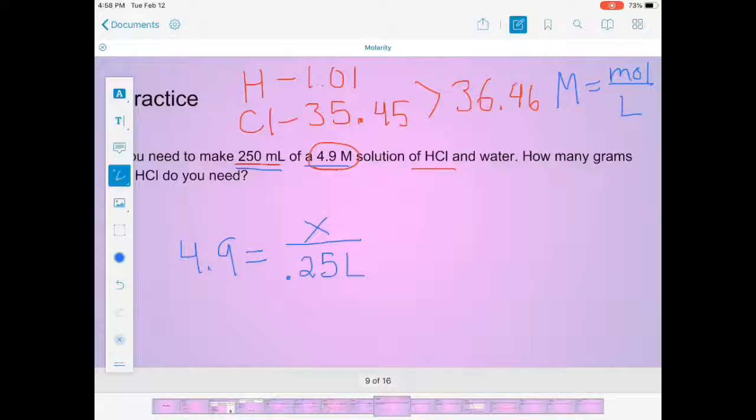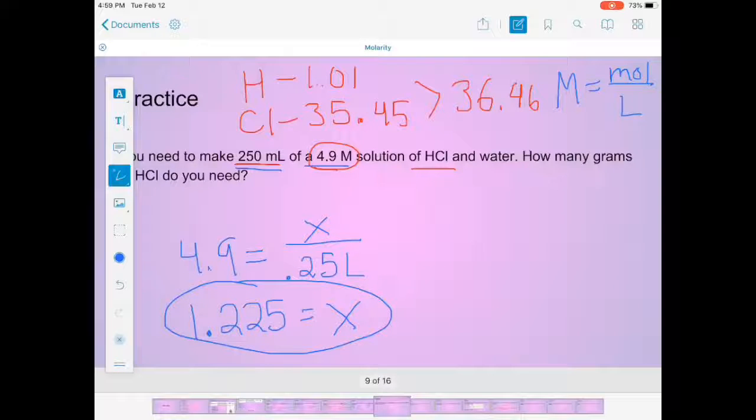So I'm going to go ahead and multiply both sides by 0.25. I can do that on each side here. The whole thing gets multiplied, and it will come out to be 1.225 is equal to X. So great, now we know exactly how many moles we need. That's what we just found right here. We need this many moles of HCl.